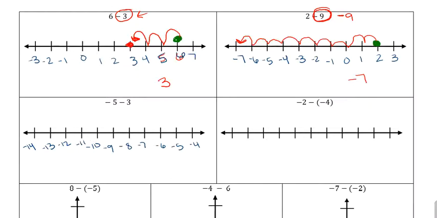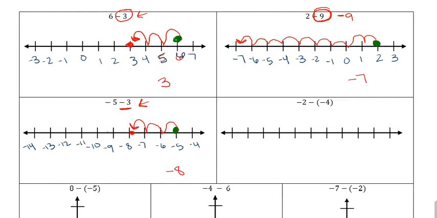My starting point is at negative 5, so I'm going to make a point at negative 5. And I'm taking away 3. So when I take away a positive 3, since that was a positive and I'm taking it away, I'm actually going to go to the left. I'm going to go left 1, 2, 3. And my answer would be negative 8. So I need to go further away from positives. When I take away a positive, that means go further away from the positives.